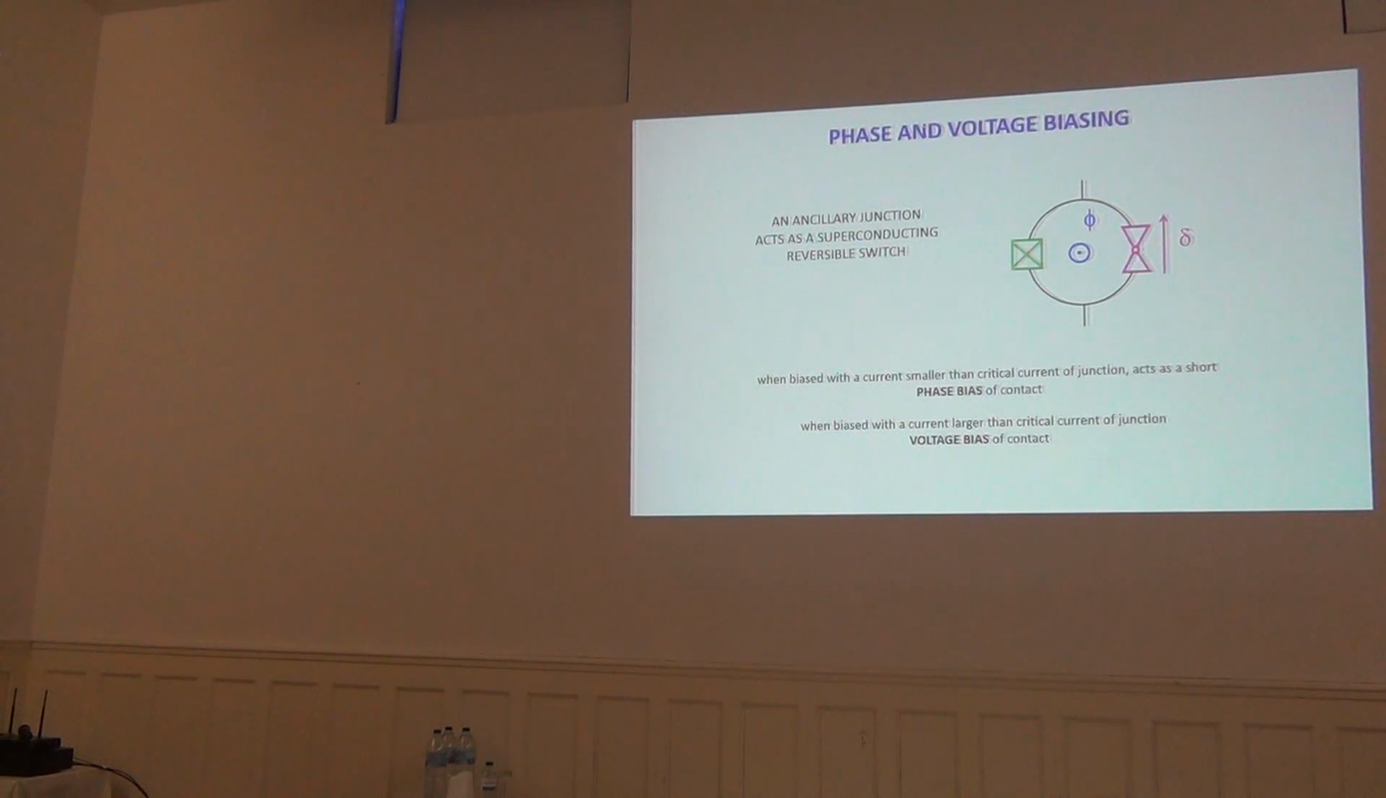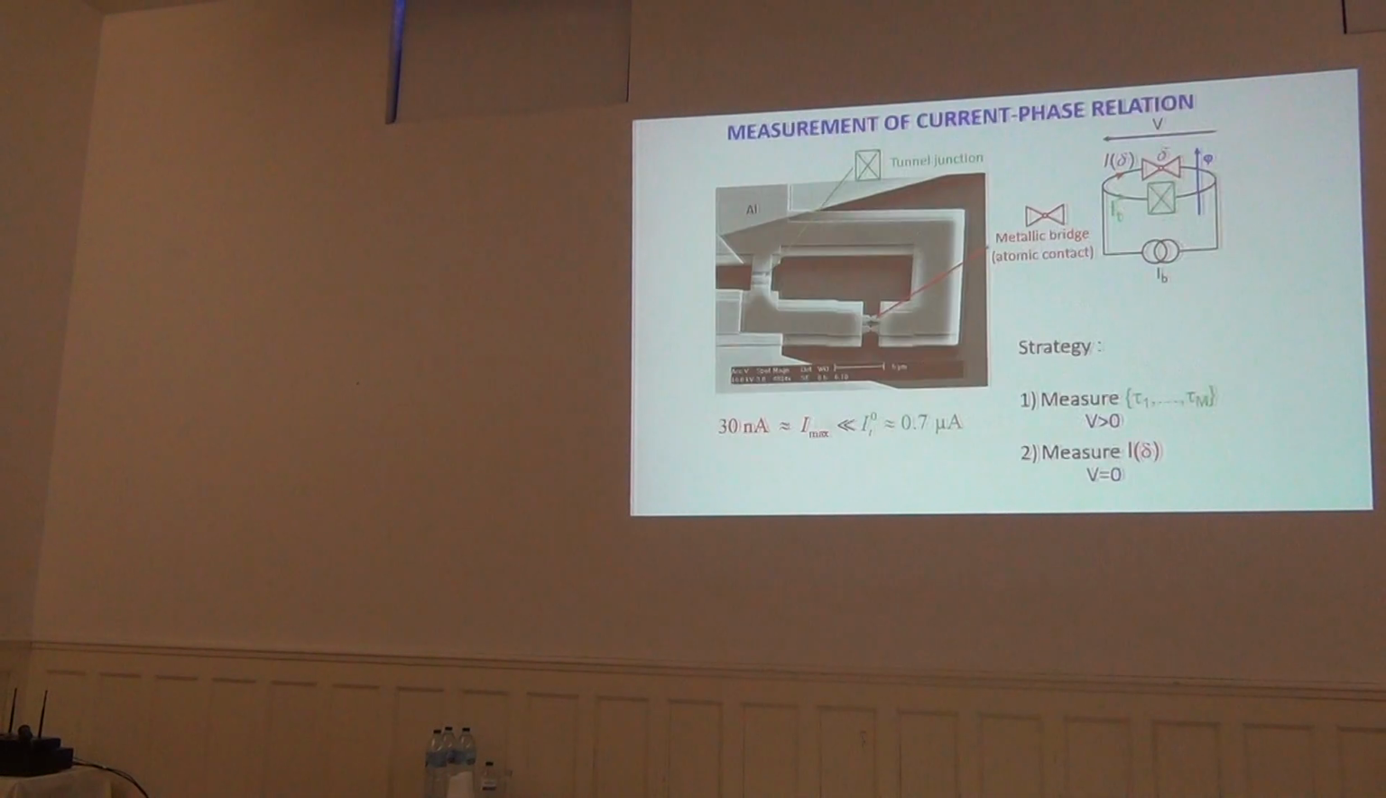So we can measure the phase relation just of this part of the system. On the contrary, if we apply a current which is larger than the critical current, this is like open because it jumps to the dissipative branch, and we can measure just the IV of this junction. So we have something like an on-off switch that we can play with, and this is the idea.